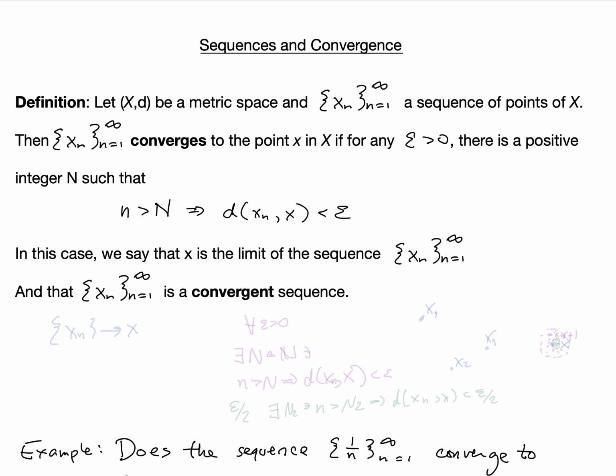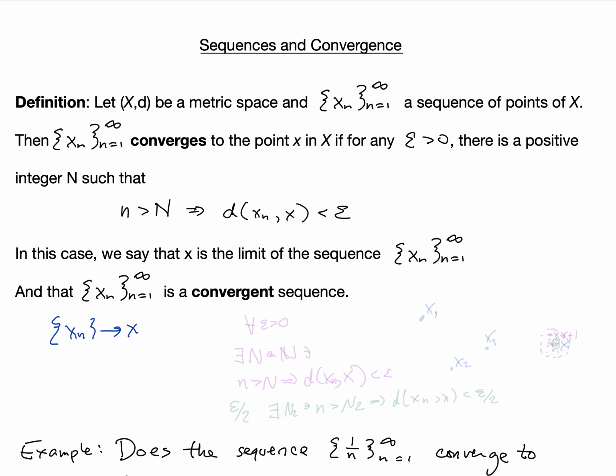Then this sequence converges to the point x in X if for any epsilon greater than 0, there is a positive integer N such that n greater than N implies that the distance between x_n and x is less than epsilon. In this case, we say that x is the limit of that sequence and that the sequence is a convergent sequence and it converges to x. We sometimes write as notation that x_n converges with a line to x.